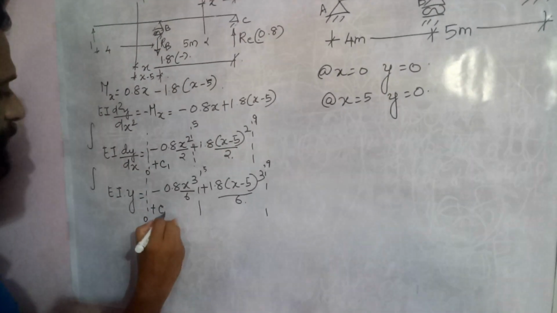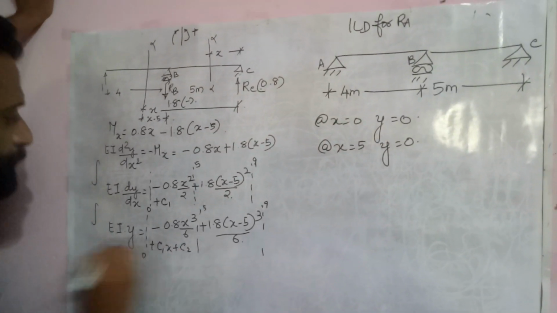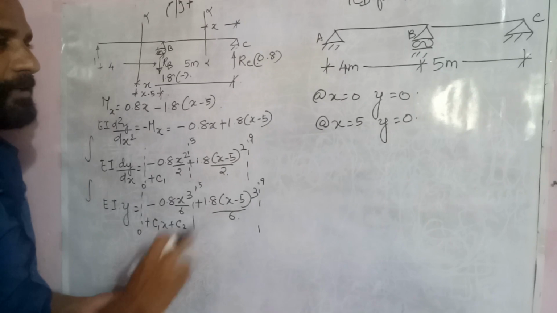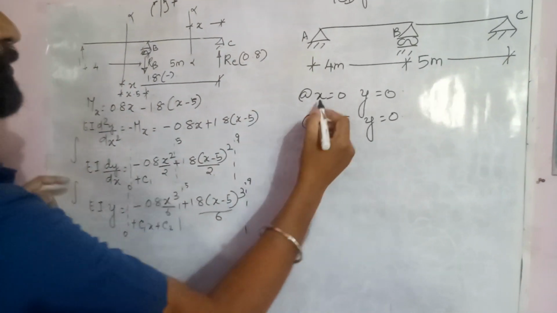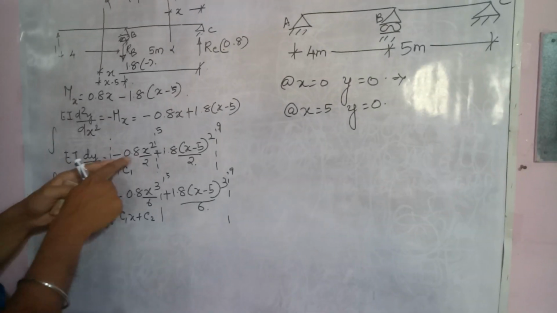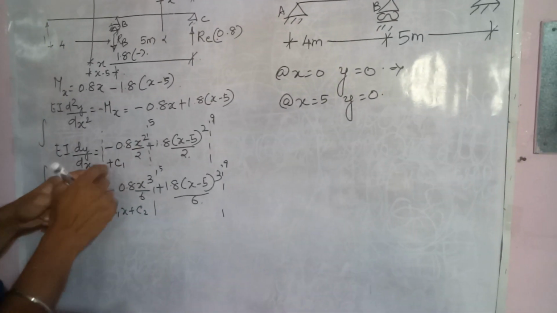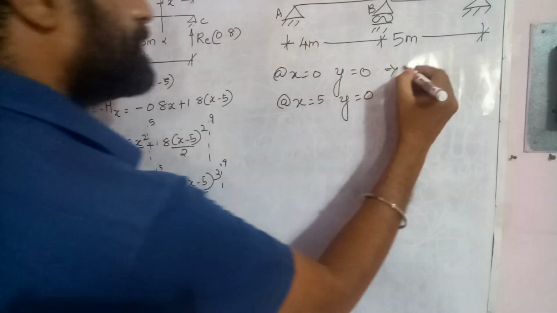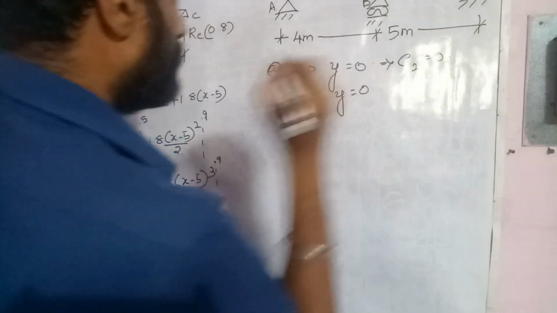So for here it will be C1x plus C2. You need to add it only with the first term, not with the second term. Since at x equal to 0, y equal to 0, on substituting this, you can see that C2 will obviously be equal to 0. There is no such relation.